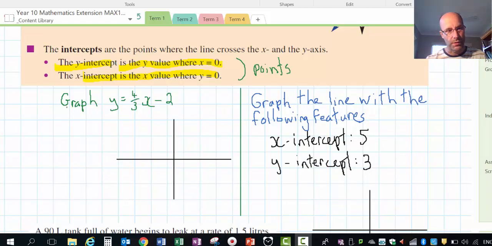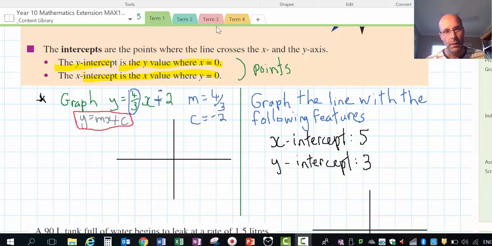So I've just made up a couple of questions here. We'll look at this one first. Graph y equals 4/3 x minus 2. So it's a linear function, it's a straight line graph. First thing we need to do is identify the gradient and the y-intercept. The y-intercept is -2 and the gradient is 4/3. So we write that information in. So the gradient is 4/3, the y-intercept is -2 because it's plus -2, and that comes from what you should know really well by now, y equals mx plus c.